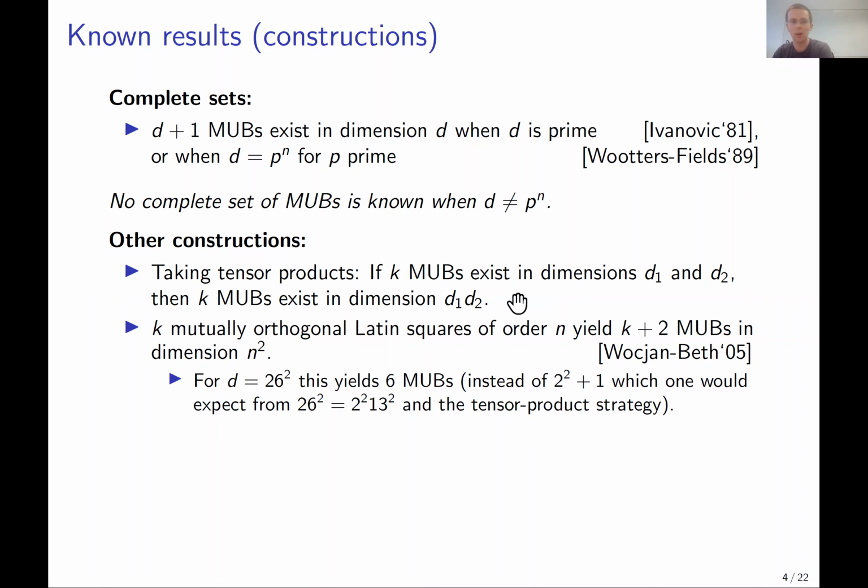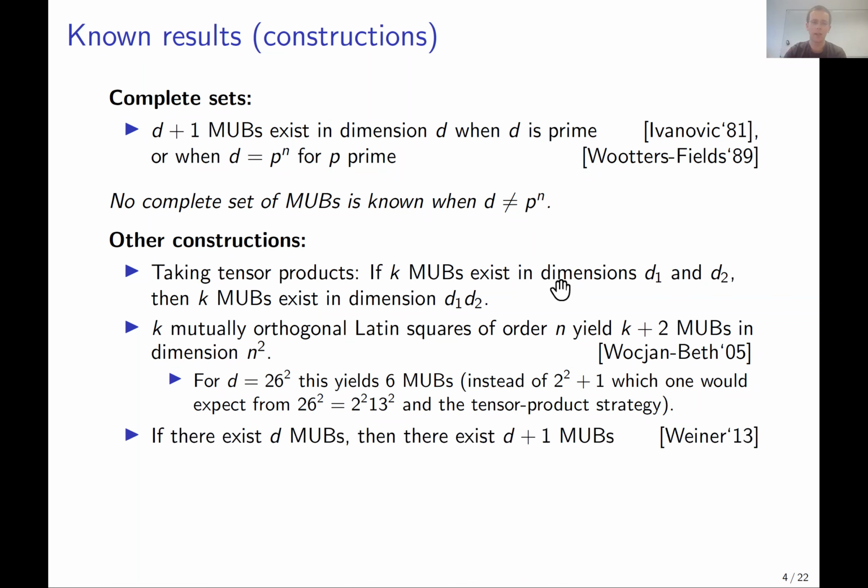Okay, luckily this is not the only type of construction that one can make. So you can also look at something called mutually orthogonal Latin squares, which is more of a combinatorial object. You can also use those to construct MUPs. So I'll not go into any detail about these objects, but I just want to mention that this sometimes gives slightly more MUPs than this tensor product construction. So for instance, in dimension 26 squared, you would get 6 MUPs instead of the 5 that you would expect from taking this tensor product strategy.